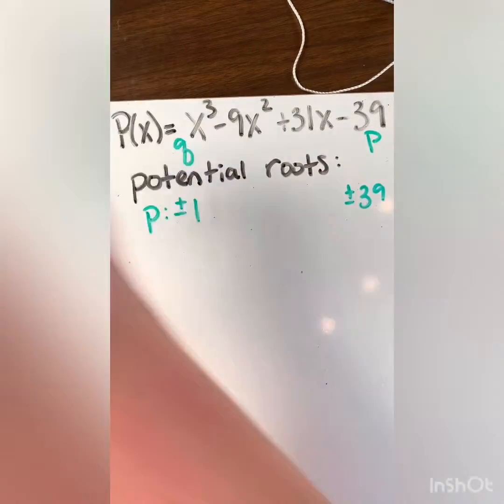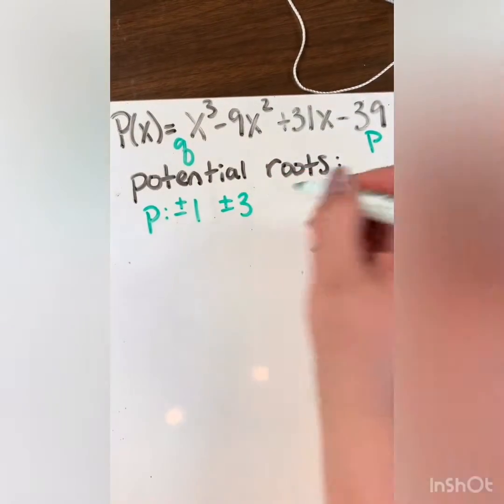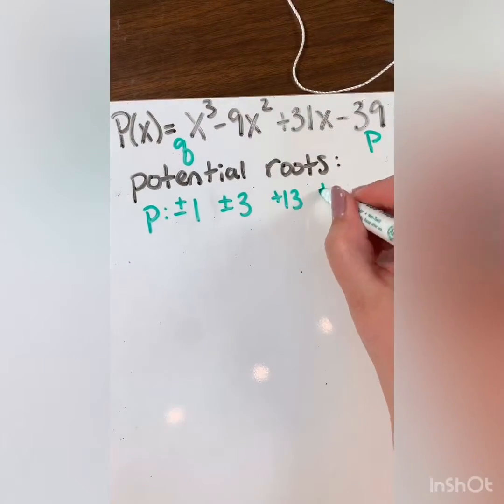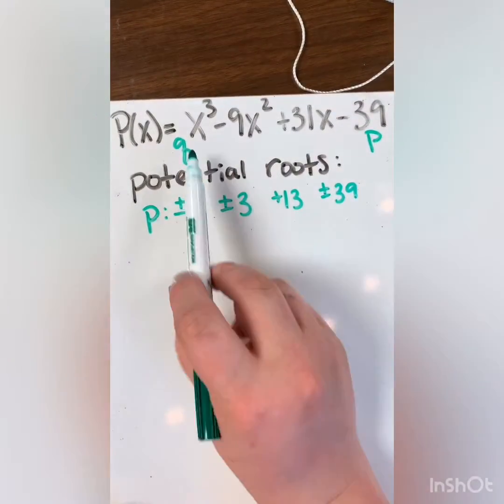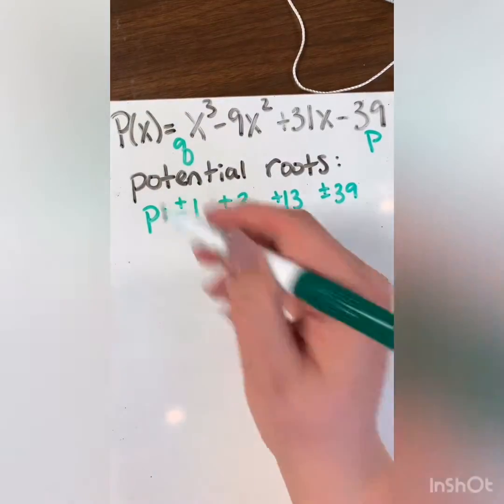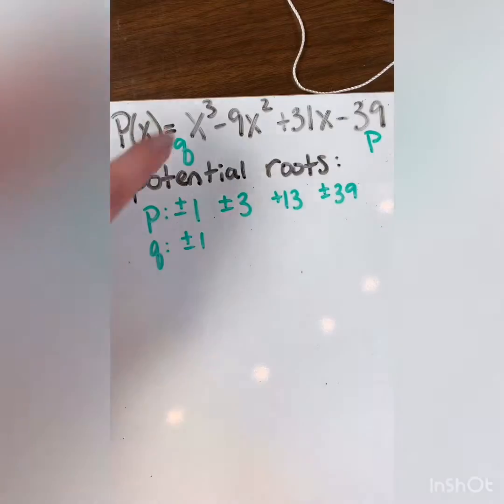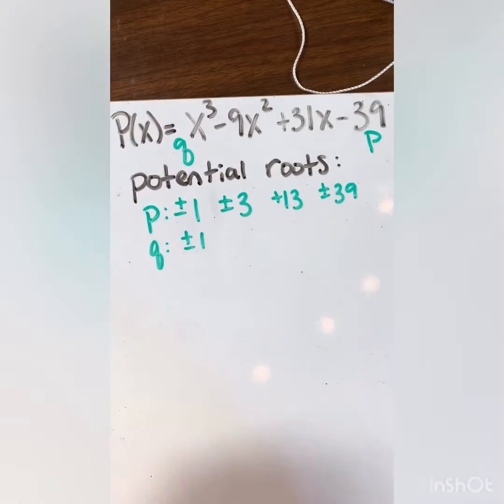Divisible by 3. Oh, that might be it. Yep. And then Q, since that's a 1 up front, Q can only be divided by 1 and -1. It is possible for this to have a number up here, so you might have a list of Q's as well.